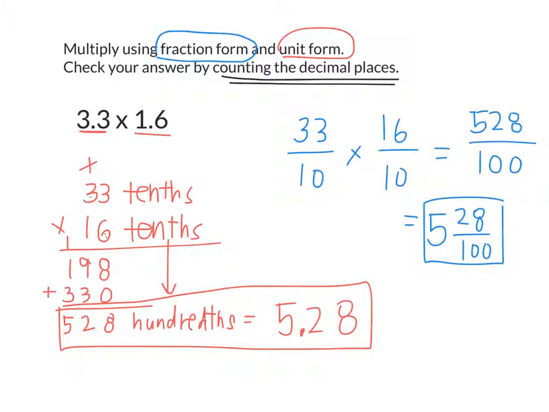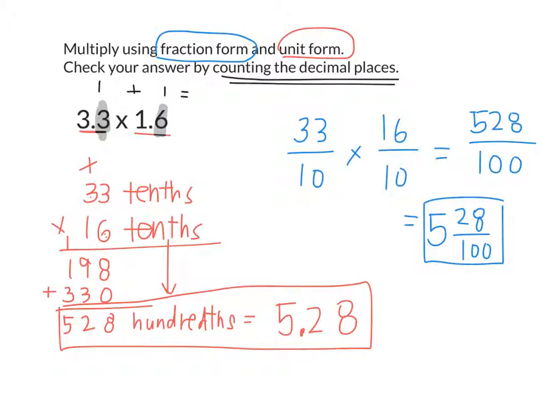Now it tells us to check our answer by counting the decimal places. What that means is we have to take a look at the factors. In 3.3, how many decimal numbers do we have? 1. In 1.6, how many decimal numbers do we have? 1. So all together, over here I have 1 decimal. Over here I have 1 decimal.